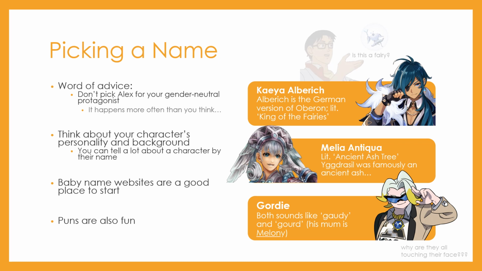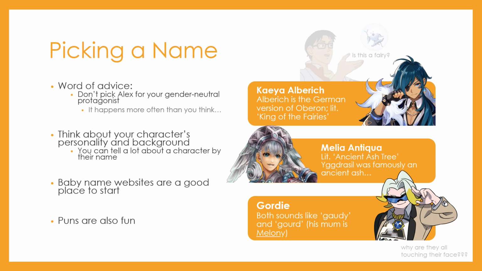So we've got some examples here. We've got Kaya again from Genshin Impact. His last name is Alberic, which is the German version of Oberon, aka King of the Fairies, which suits him. Personality-wise and in the game, he's hinted at being a king of the fairies. We've got Melia Antiqua from Xenoblade 1. Xenoblade Normal, I don't know.